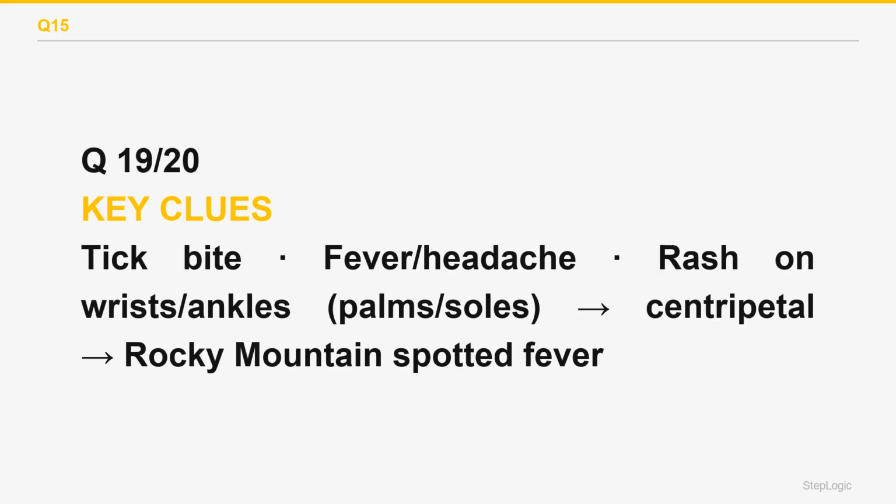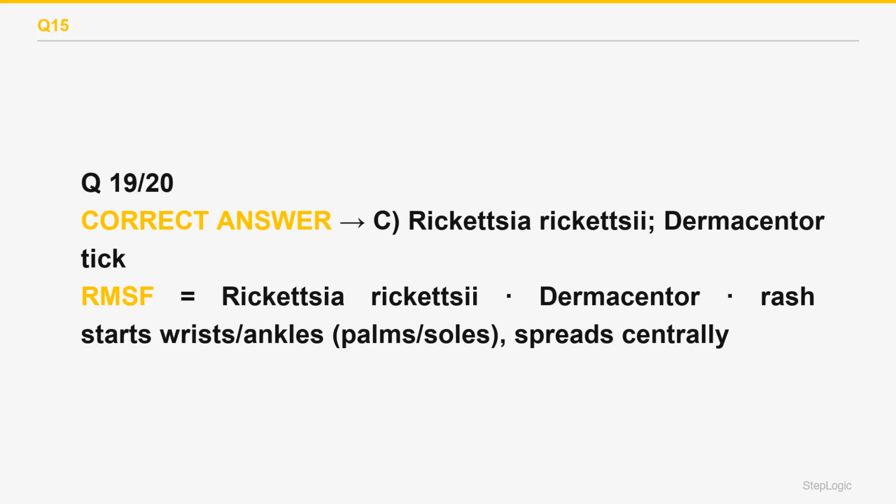Despite the name, it is most common in the southeastern and south central United States. The classic presentation is high fever, severe headache, and myalgias, followed in a few days by a maculopapular, then petechial rash that characteristically begins peripherally on the wrists and ankles, including the palms and soles, and spreads centripetally toward the trunk. Rickettsia invades vascular endothelium, causing a vasculitis that produces the rash and can lead to shock.